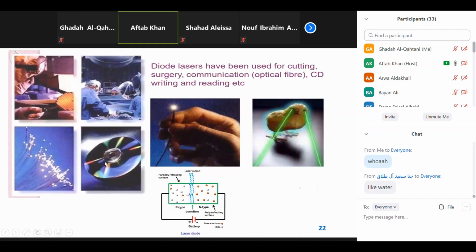You can see now, this is the disc I told you about, and laser diodes have also been used for cutting, surgery, and communication, including optical fiber communication. As you people said, we have optical fiber. So how does optical fiber basically work? Optical fiber works again with the concept of laser signal transfer.